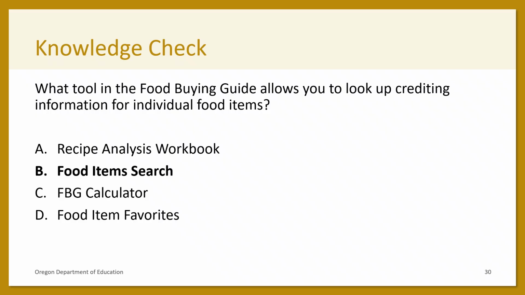The answer is food items search. This will be the most helpful tool if you are looking for crediting information for individual food items. The recipe analysis workbook is more helpful for crediting multiple food items when you want to credit a recipe with multiple ingredients. The FBG calculator helps you to create a shopping list. The food item favorites is available for those who have a login to save specific food items that they reference frequently.